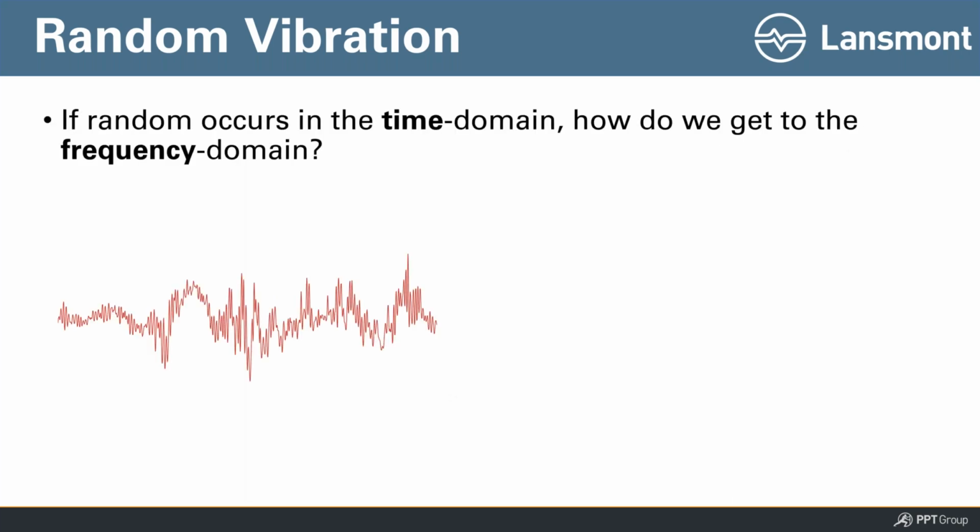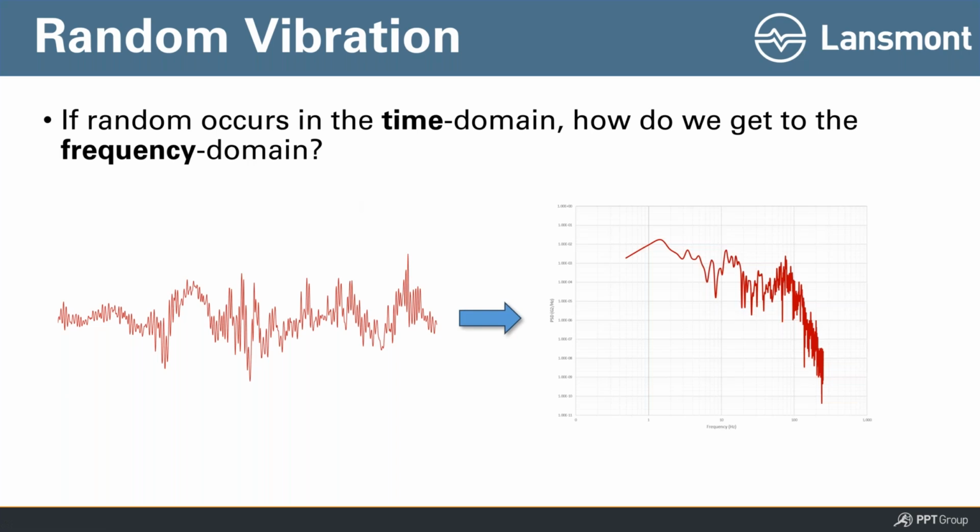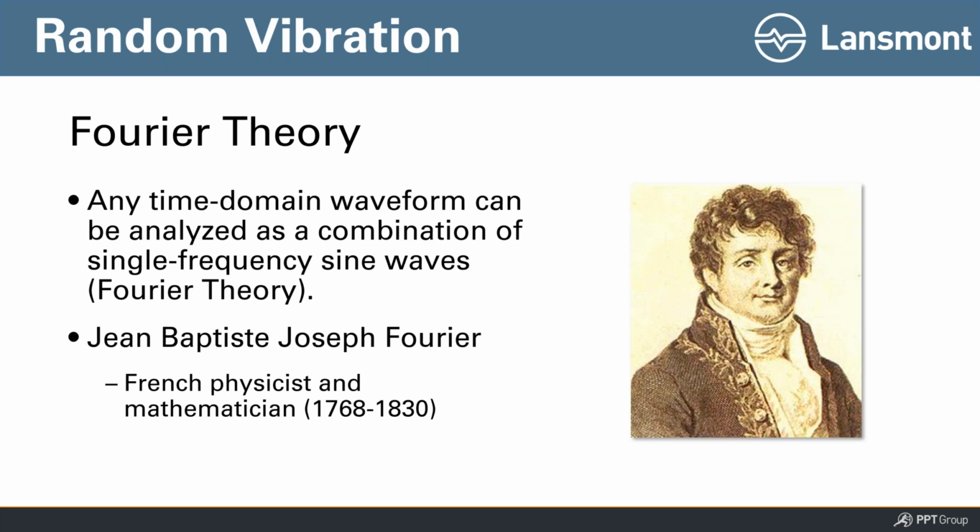So if random vibration occurs in the time domain, meaning y-axis amplitude but x-axis time, how do we get it into the frequency domain? How do we make that transformation from time domain on the left to frequency domain on the right? In simple terms, we use what's basically the Fourier theory, which says any time domain waveform can be analyzed as a combination of single frequency sine waves. And I'll show you what that looks like.